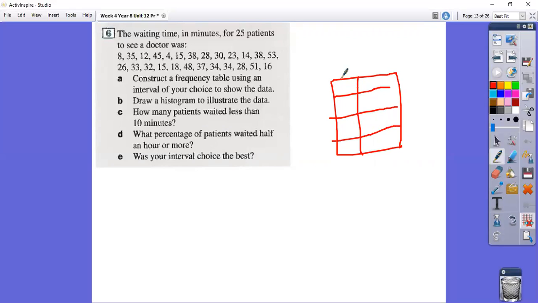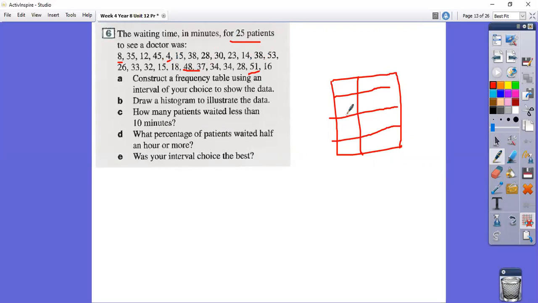And then think, okay, what do I set my class intervals for? Looking at the data, what's the lowest data you have? You have 4, going all the way up to the largest data, which is 51, the longest minute. So you need to think, okay, I've got 25 pieces of data and I need to put them into equal tables.